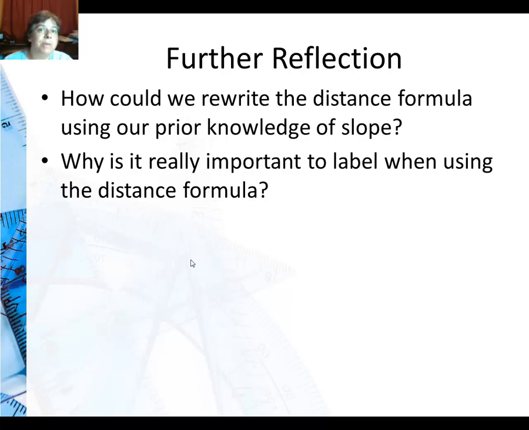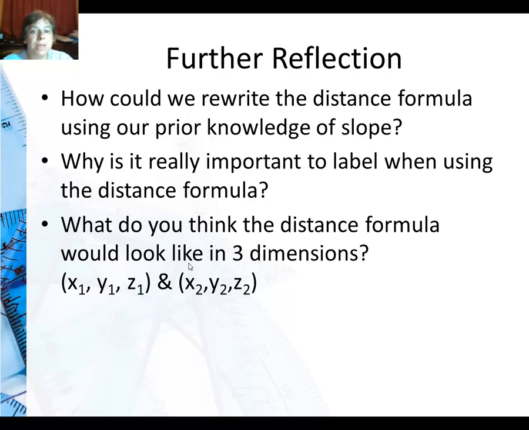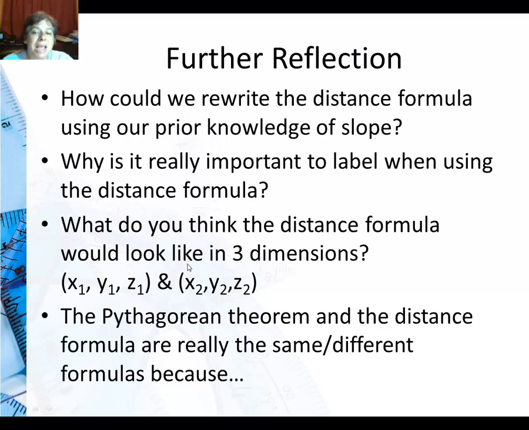Honestly, a lot of times when I'm doing distance, I will do it graphically by just looking at the legs of the triangle instead of doing the whole distance formula. So you are allowed to use Pythagorean theorem. What do you think the distance formula might look like in 3 dimensions? So that's something to ponder. And the Pythagorean theorem and the distance formula are really the same or different formulas. You tell me which one, because why is that?